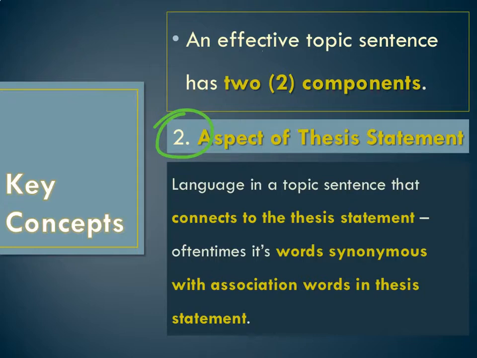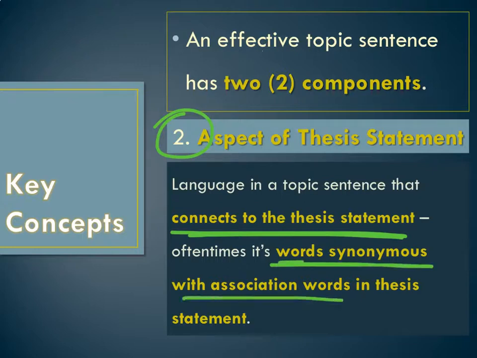Basically, it's words in your topic sentence that you're using to really explicitly connect back to your thesis statement. In other words, it's oftentimes just words that are synonymous with the association words that you have in your claim, in your thesis statement. A topic sentence in the end has these two very important parts.